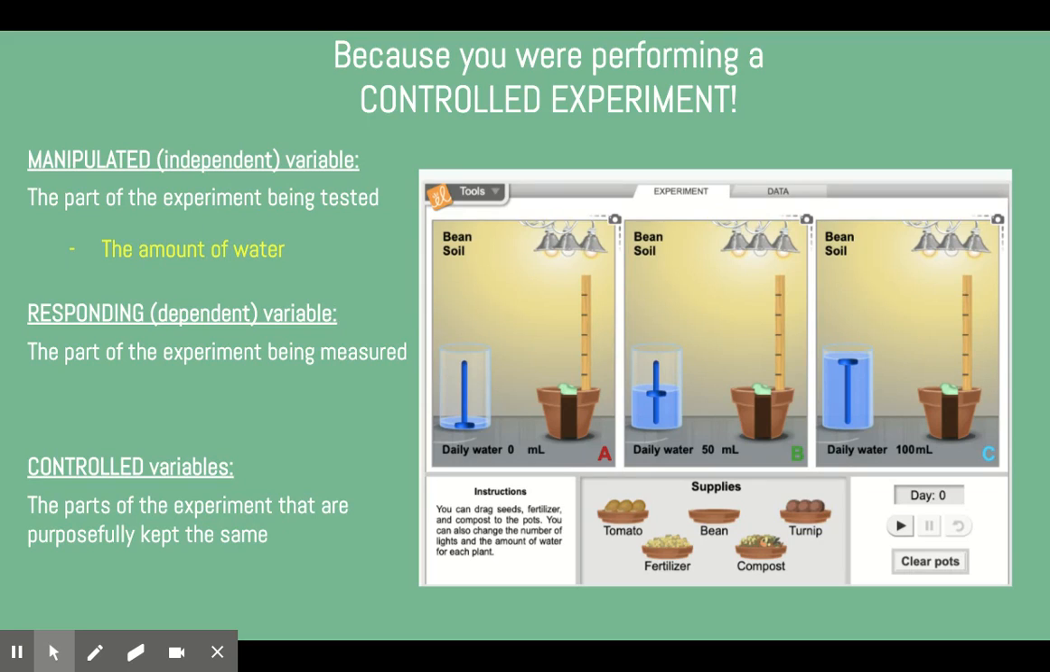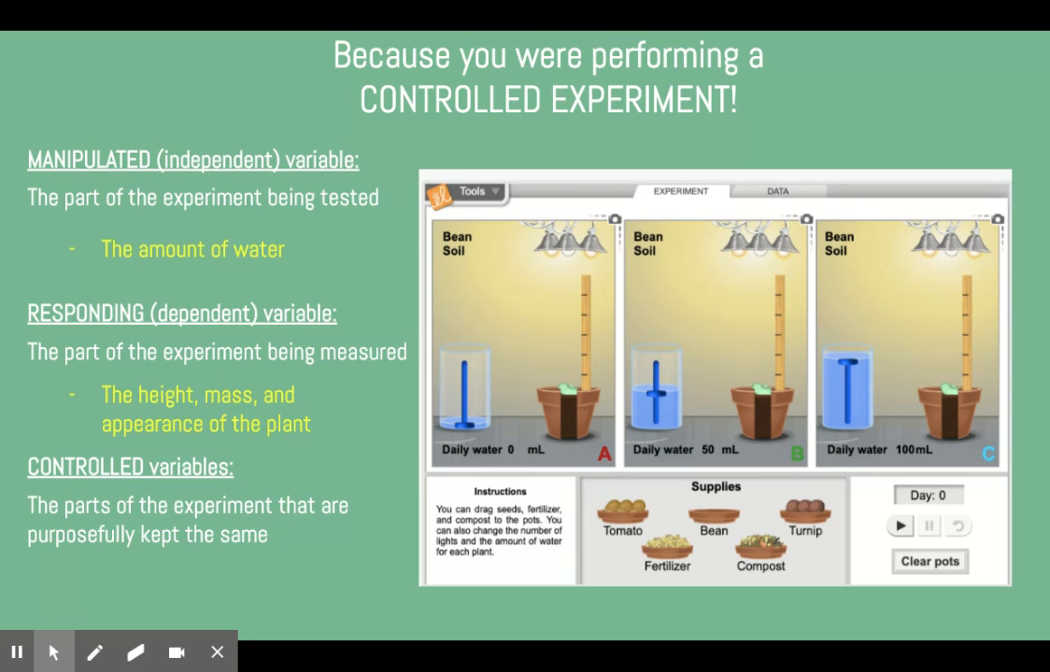The other kind of variable you have is the responding or dependent variable. This is the part of the experiment that's being measured. So what were you measuring in the gizmo? Well, you were measuring the height, the mass, and the appearance of the plant. You could have found that after you ran the trial, you should have been able to see the height and mass, and you should have also been able to see it in your data table in your gizmo.